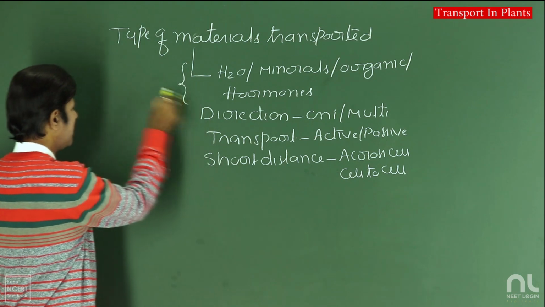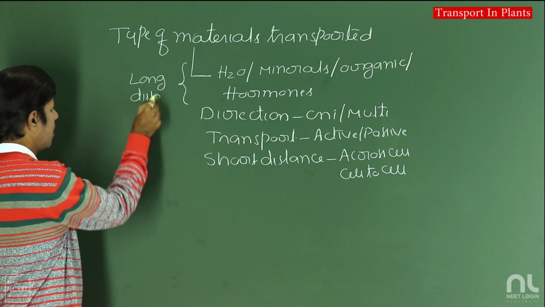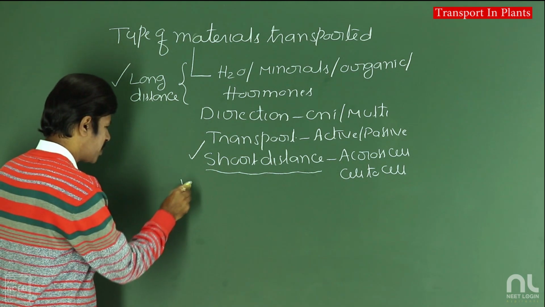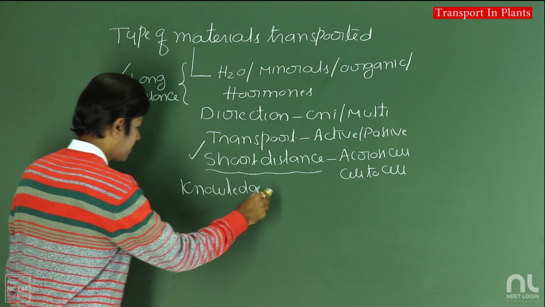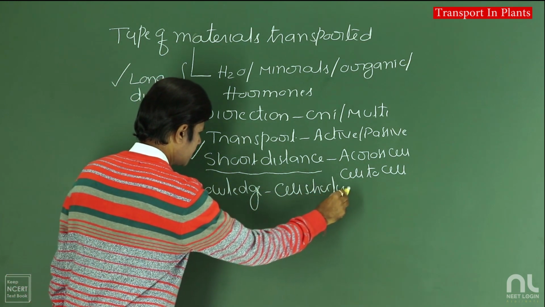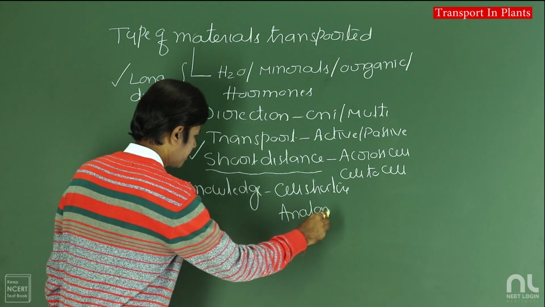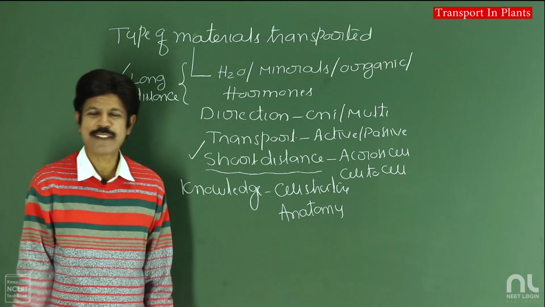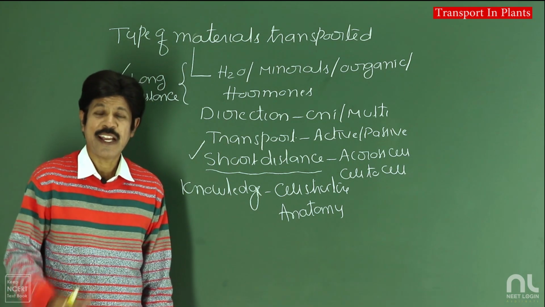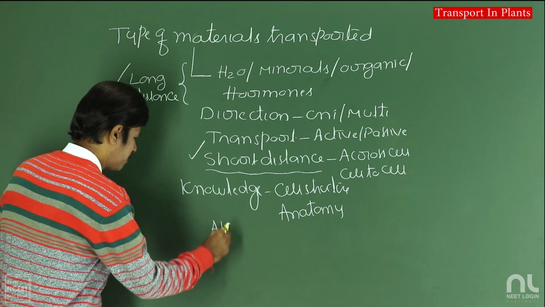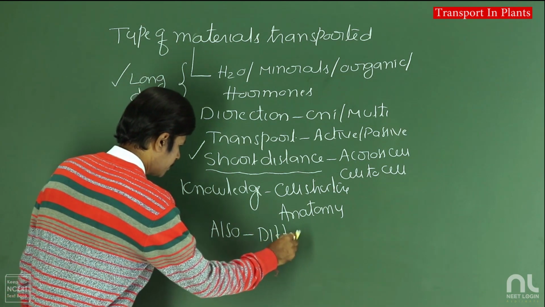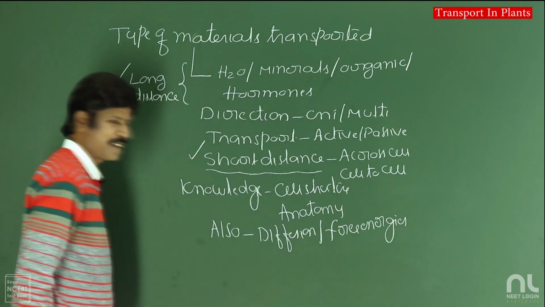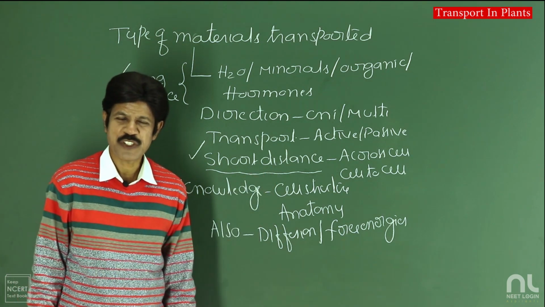So for this long distance and short distance transport, we must have knowledge of cell structure and anatomy, and also have to revisit and recollect some things about free energies, water potential as well as diffusion, the free energies in the very first paragraph of information.